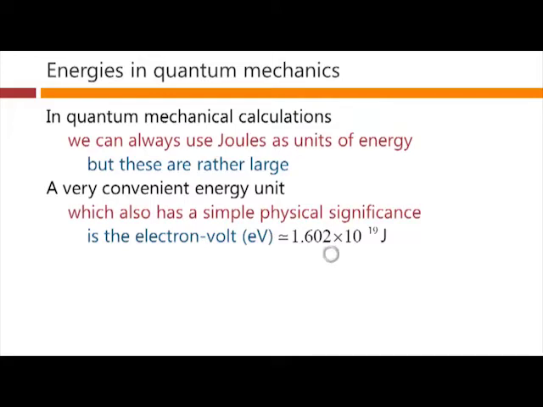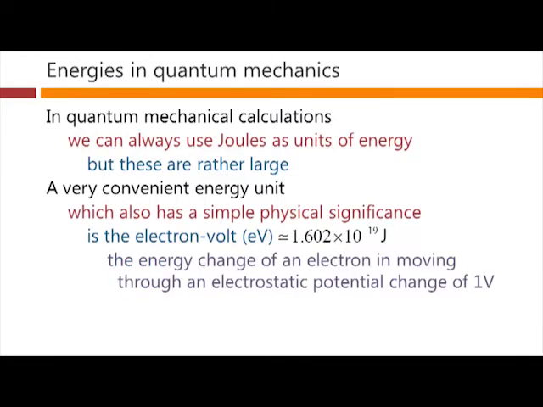Now, approximately speaking, that's 1.602 times 10 to the minus 19 joules. And what that is, it's the energy change of an electron if you were to move it through a potential of 1 volt, through an electrostatic potential of 1 volt. And we're just talking about the magnitude of the energy change here. So this unit is a positive energy. And of course, where this 1.602 times 10 to the minus 19 comes from is the value of the electronic charge.